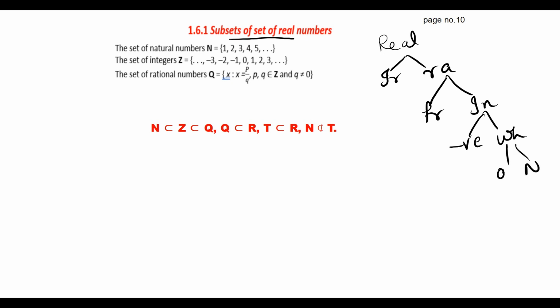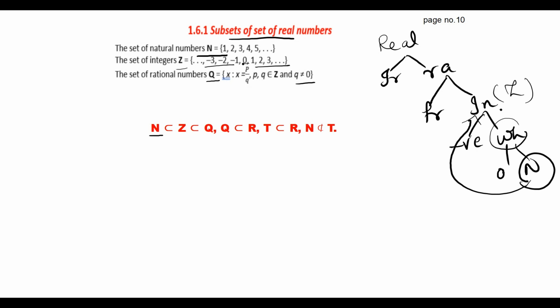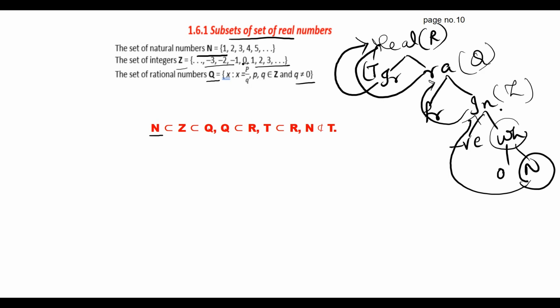So now, from these conditions, the natural numbers are a subset of the integers, because integers contain all of these, and integers are a subset of the rational numbers. Rational numbers are a subset of the real numbers, and the real numbers also contain irrational numbers. So irrational numbers are also a subset of the real numbers, but irrational numbers do not contain the natural numbers. So natural numbers are not a subset of irrational numbers.